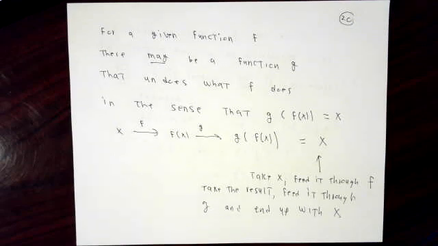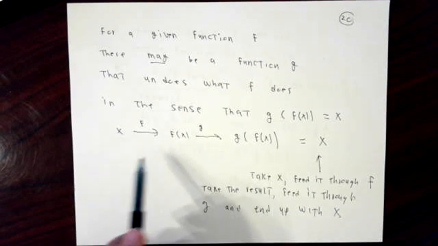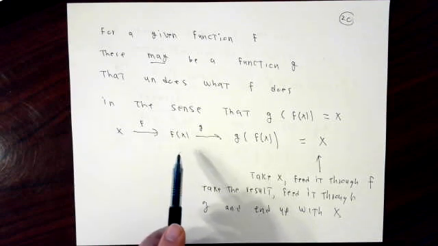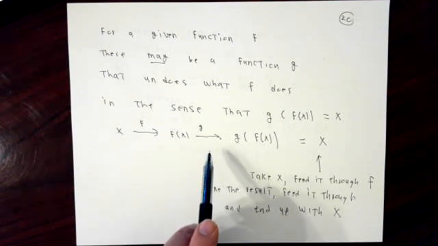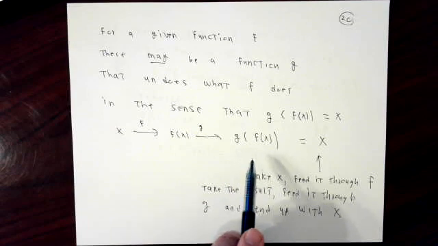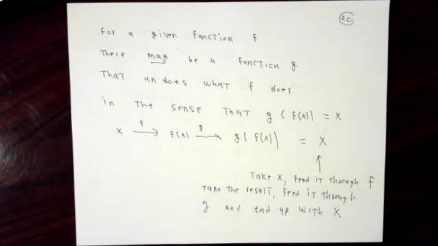Suppose you have a function f. Now, depending on what the f function does to its inputs, there may be another function g that undoes whatever f did. And what I mean by that is if we think of these things as procedures, I would take some input, feed it through the f function to get f of x, then take that number and feed it through the g function to get g of f of x.